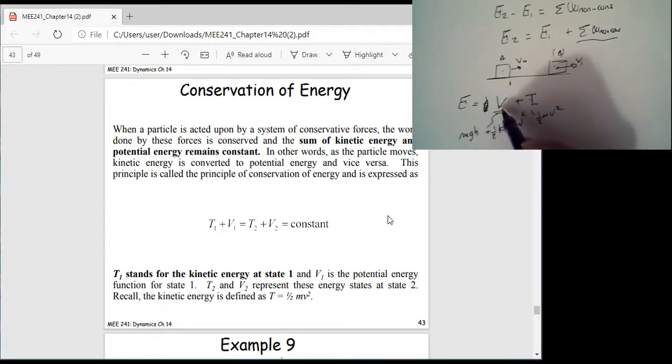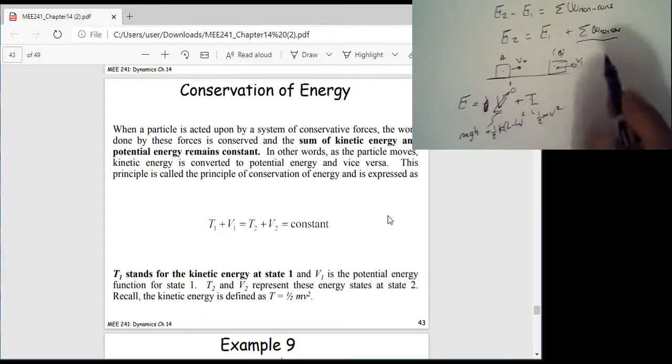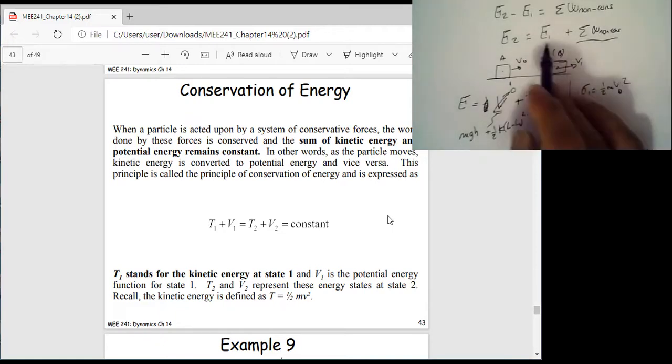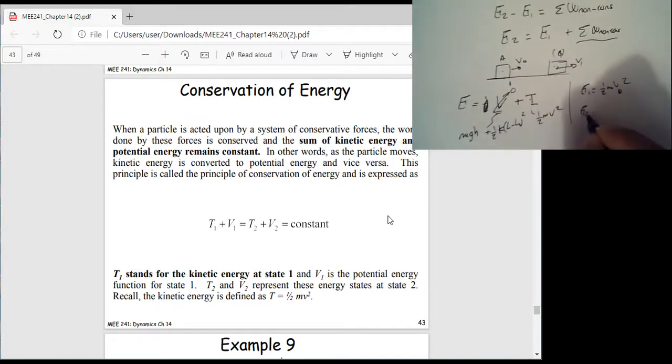In this case, we don't have any potential energy. So V, again, always potential energy, T is kinetic energy. So in this case, what is my E1? E1 is going to be equal to 1/2 m v1 squared. Sorry, E1 is initial here, 1/2 m V0 squared. What is E2? E2 is equal to 1/2 m V1 squared, right?